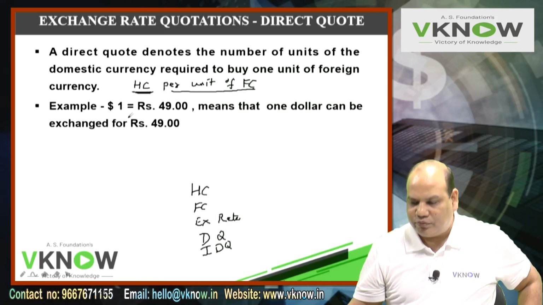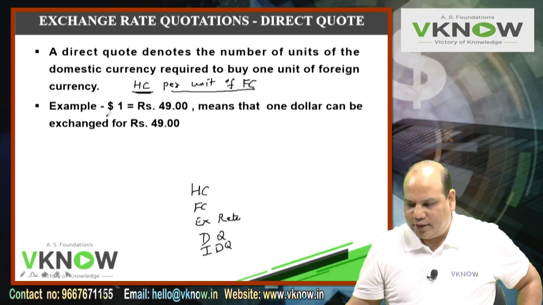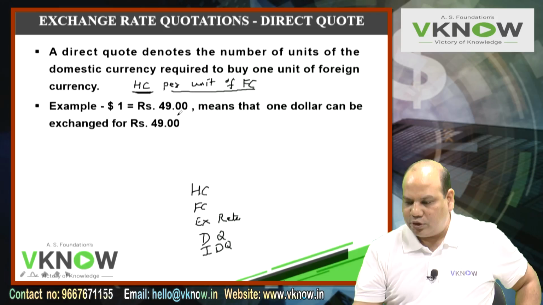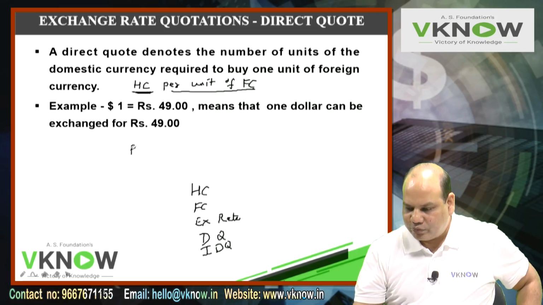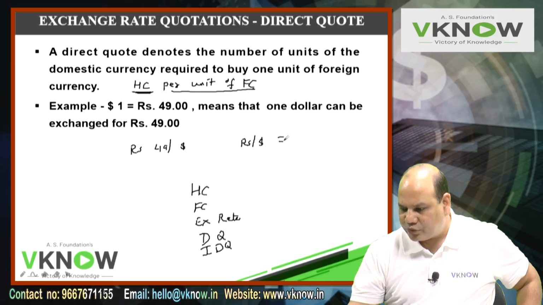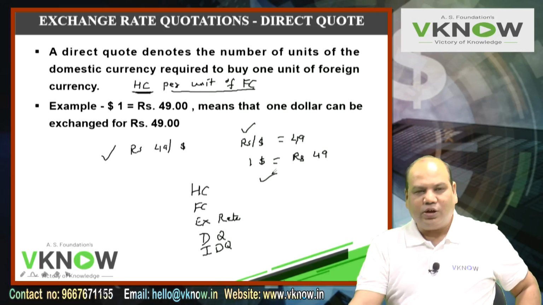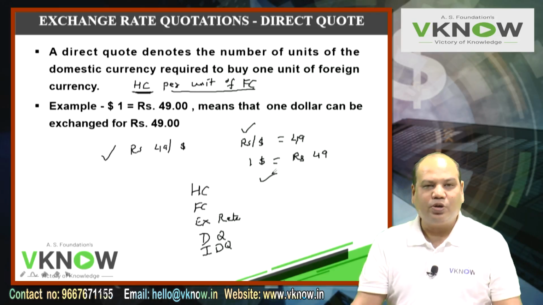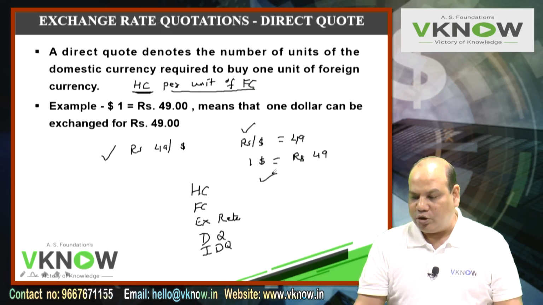Look at the example. Suppose in India, $1 is equal to 49 rupees. It means you can also write like this, rupees 49 per dollar, or you can present like this, rupees per dollar is 49. You can write like this, $1 is equal to rupees 49. In three ways the questions will come in your question book. All are same: rupees 49 per dollar, rupees per dollar is equal to 49, $1 is equal to 49.